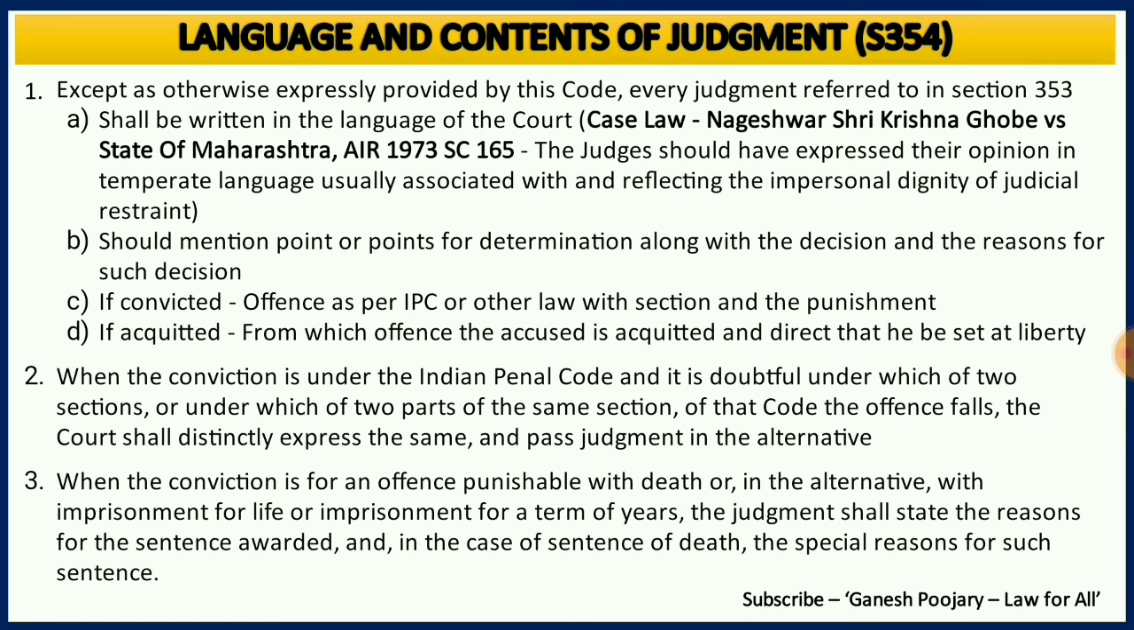That is what is discussed under subclause 3, which reads, when the conviction is for an offense punishable with death, or in the alternative, that means there are alternatives available, what? With imprisonment for life or imprisonment for a term of years. The judgment shall state the reasons for the sentence awarded, and in the case of sentence of death, the special reasons for such sentence. Now, if there are alternatives available, of course, imprisonment for life or imprisonment for a term of years is given instead of death.